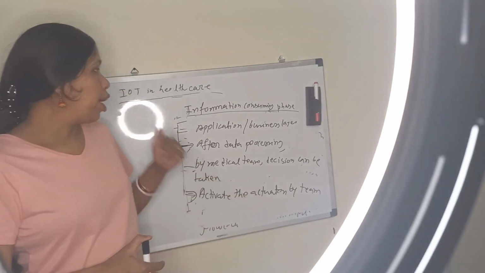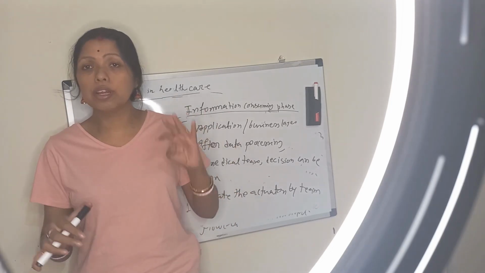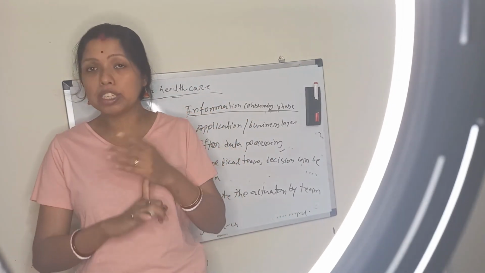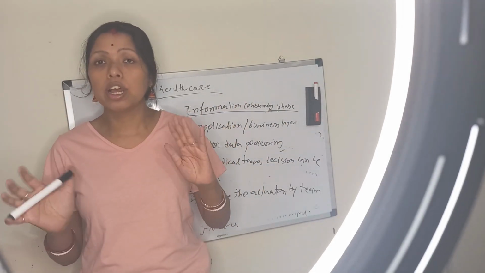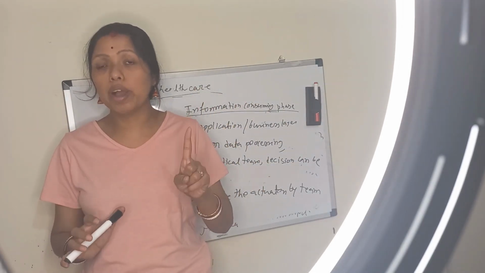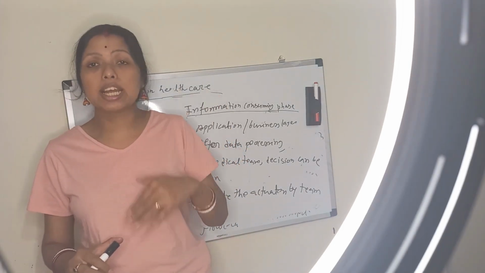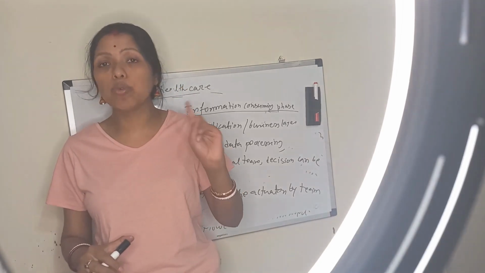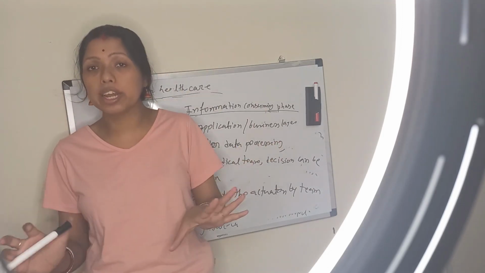Again I am repeating all the layers. There are 4 layers if you design an IoT device for healthcare application: the perception layer and network layer. In these 2 layers you have one phase, that is the data collection and data generation phase. Next comes the middleware layer. In the middleware layer there is one phase, that is the data processing phase. Data processing means you are analyzing all the data.